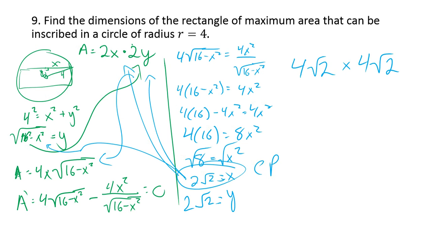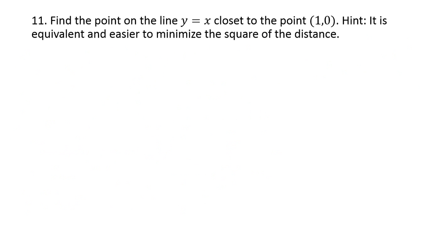Okay, so this is your answer right here. That is your max and min. All right, now this one, we've got a line y equals x, and we want to find where is the shortest distance from the point (1, 0) to there.